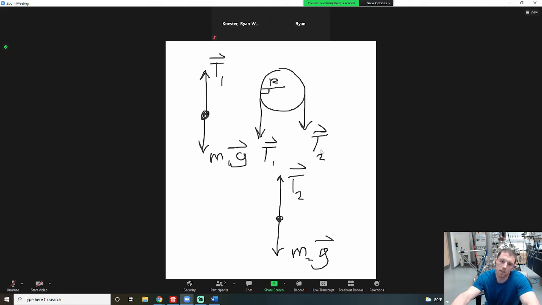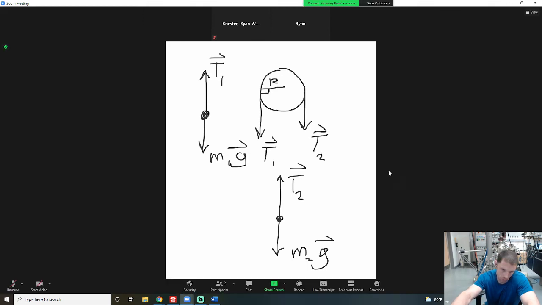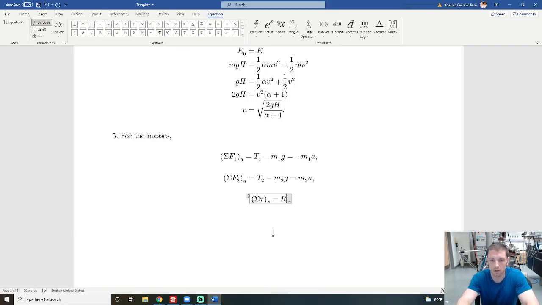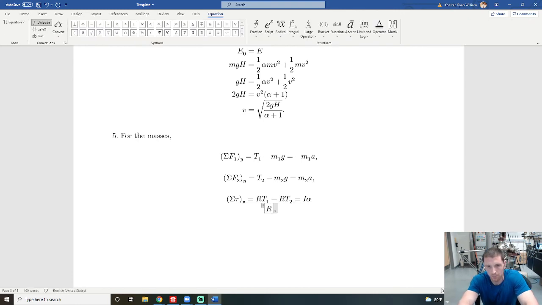And this tension, the one on the left, would tend to make it rotate counterclockwise, so it would be positive. So filling this in, what we find is R T1 minus R T2, and this equals, well, the pulley is going to start to rotate counterclockwise, so we'll just write I alpha here. Okay, so let's focus on the torque equation. We can factor out an R. Oopsie. And then we can write the moment of inertia for the pulley.